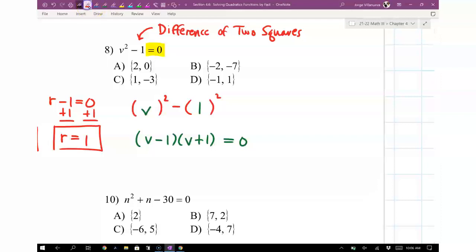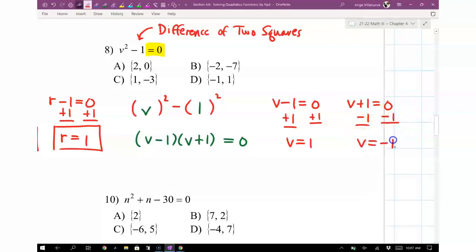Now that we have both factors, though, I can just write v minus 1 equals 0, v plus 1 equals 0, and I'll solve. So let's add 1 on both sides. So I get v equals 1, and I'll subtract 1 on both sides. So v equals negative 1. And those are my two solutions, which is D.